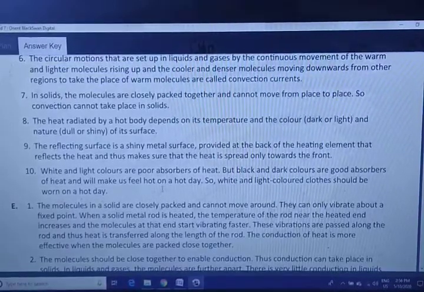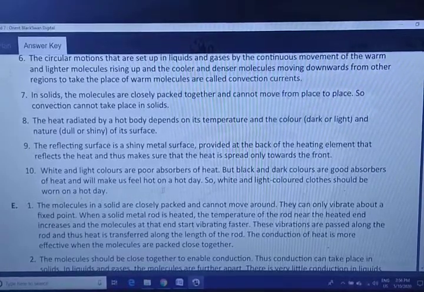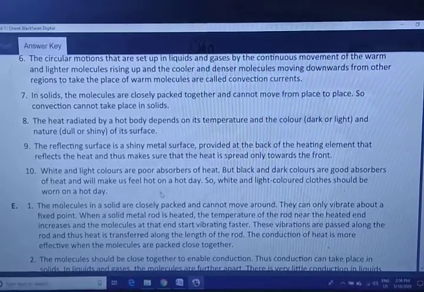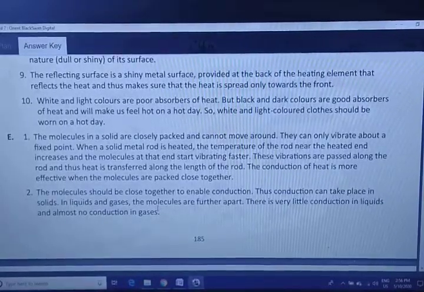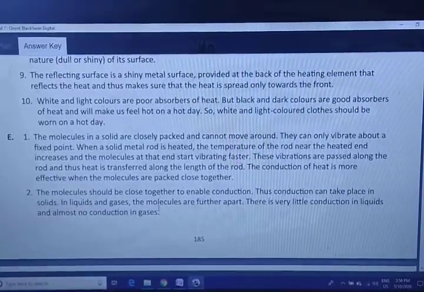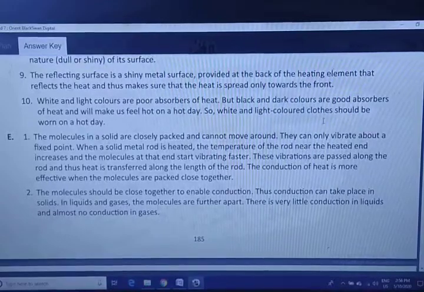Last short one, why is it advisable to wear white or light color clothes on a hot day? Very, very important. 100% this question will come. So white and light colors are poor absorbers of heat, but black and dark colors are good absorbers of heat and will make us feel hot on a hot day. So white and light colored clothes should be worn on a hot day.